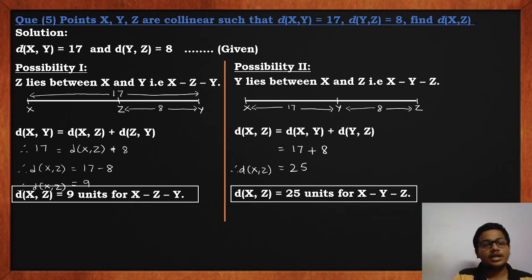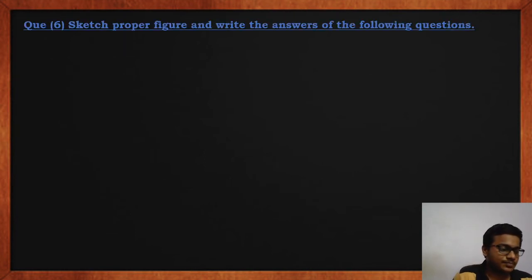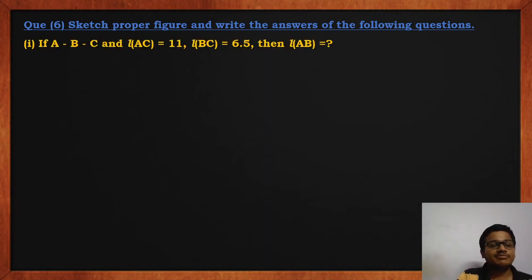Okay, now we move further to sum number 6. Question number 5 gets over here. You all can pause the video and write down this sum. Question number 6. Question number 6 is: sketch proper figure and write the answer of the following question. Now, question number 1 is: if A dash B dash C and length AC equals 11, length BC equals 6.5, then length AB equals question mark. Means we have to find out the value of length AB.